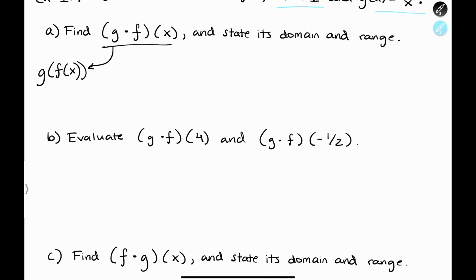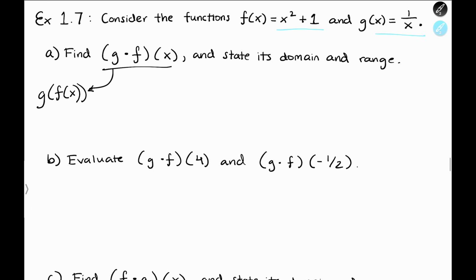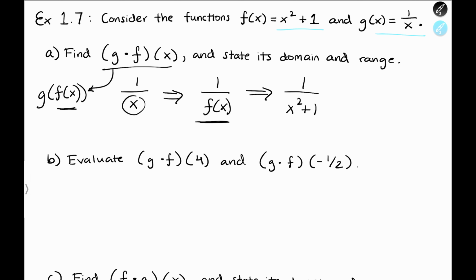And then we could see that g of x is equal to 1 over x. And so if we substitute in f of x for x, we are going to get 1 over f of x. And then if we substitute in f of x for what its value is, we get 1 over x squared plus 1. So this is our g of f of x. And so for the domain, there's no discontinuity in this function. There's no undefined values, so it goes from negative infinity to infinity, all real numbers.